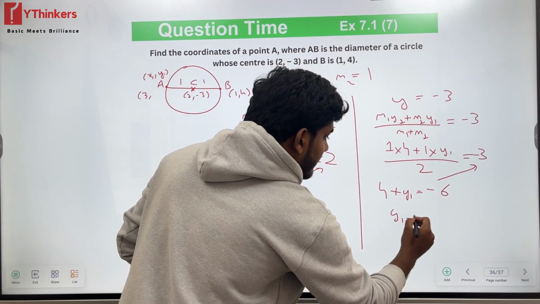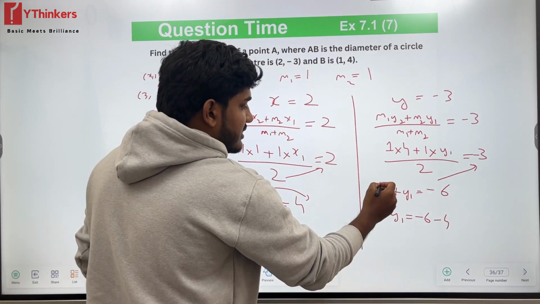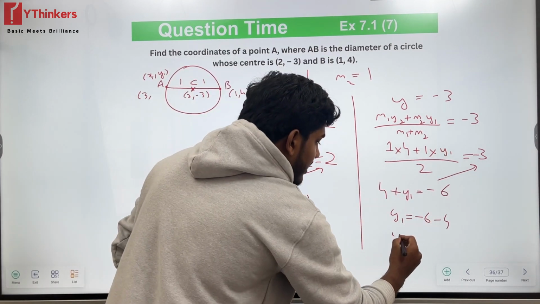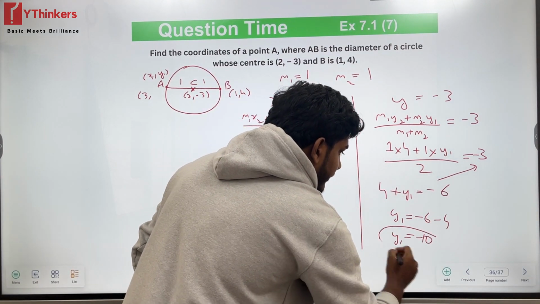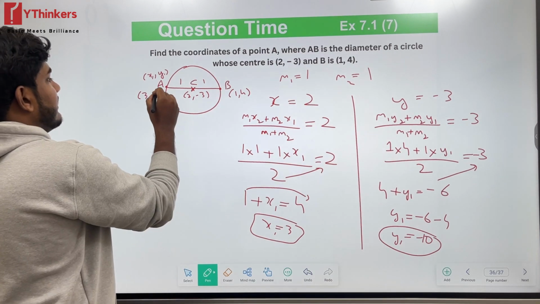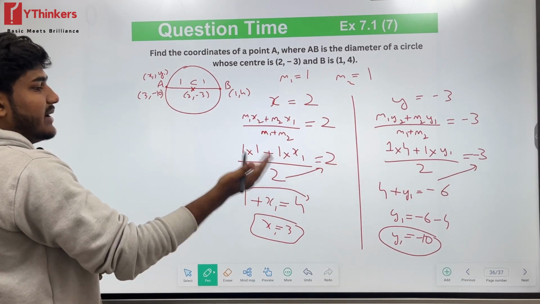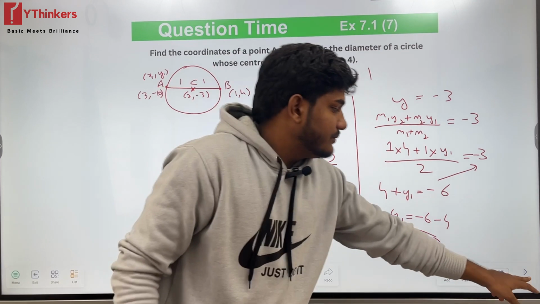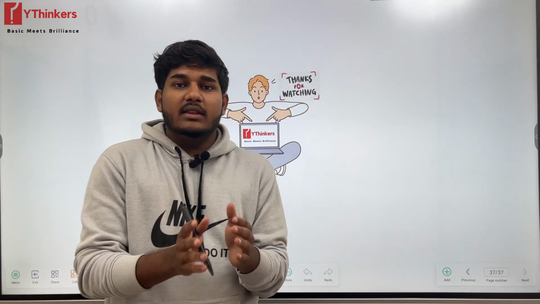So y1 is nothing but -6 -4, because if this +4 goes that side it becomes -4, so y1 का वैल्यू हो जाएगा -10. So I have got the y1 value as -10. So I've got 3 comma -10. Simple. So now here we end the concept number 2.